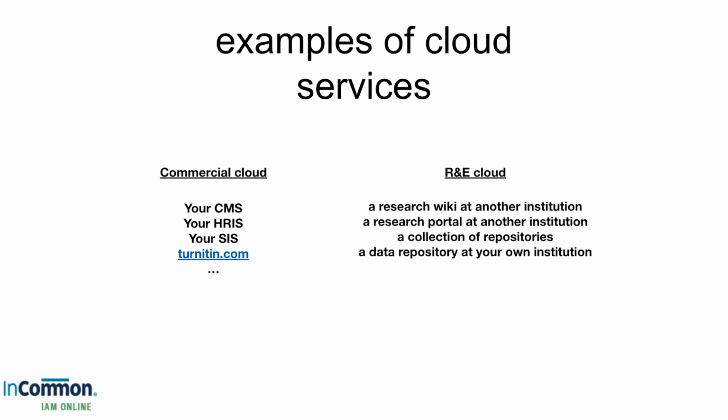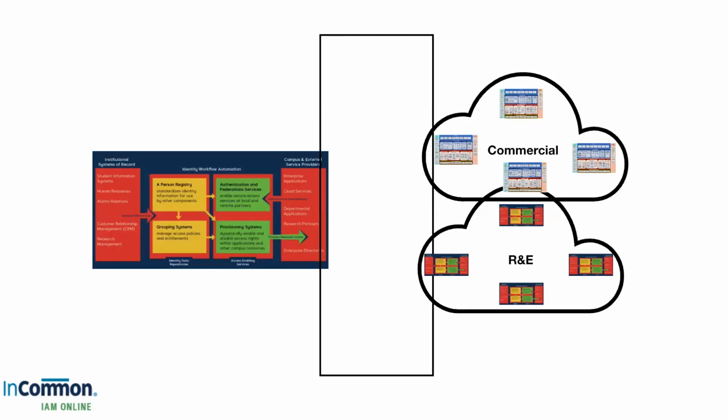In the R&E cloud, though, the services look a little bit different, right? They could be wikis and portals and repositories at other institutions, not commercial entities. So in order to take your IAM infrastructure and connect it to services and enable provisioning of services that are provided otherwise, you need something, right? You need something to connect those two things. And what you need are trust federations.